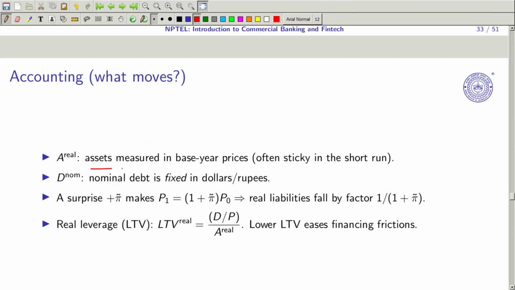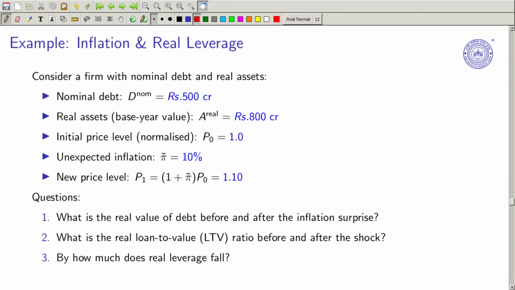So asset measured in base year, nominal debt is fixed in dollar and prices, and P1 is what we get in terms of previous period inflation. So 1 plus R you can see, right, and real leverage you can see once I have the real debt upon the asset layer. So this is what it implies. If this is higher than this, then the overall ratio will be lower, and this you can work out with denominator and numerator, right. So let's have the example, inflation and real leverage.